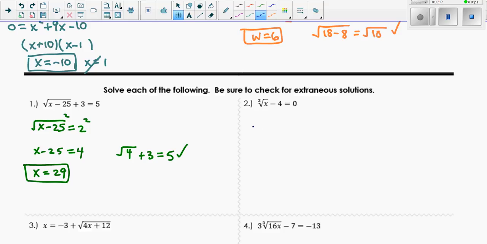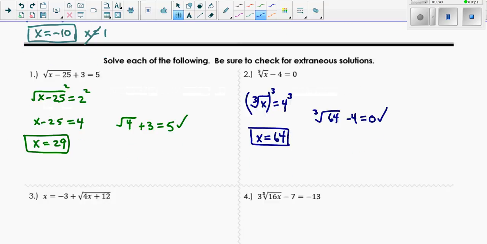I add 4 to both sides. I get the cube root of x equals 4. In order to undo a cube root, I cube. So I get that x equals 4 times 4 times 4, which is 64. If I go back and check my work, the cube root of 64 minus 4. The cube root of 64 means what number times itself three times gives 64? That's 4. 4 minus 4 is 0. So that works.